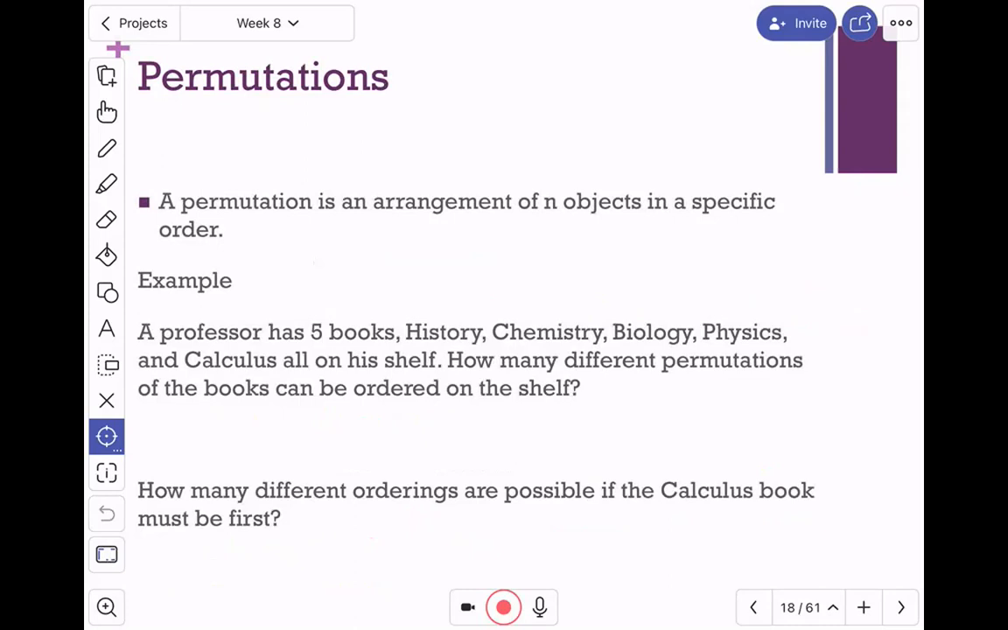A permutation is an arrangement of n objects in a specific order. Here's what that means with an example. Professor has 5 books: history, chemistry, biology, physics, and calculus, all on his shelf. How many different permutations of the books can be ordered on the shelf? So to explain what a permutation is, let's say he has history, and so on, 5 books on the shelf.